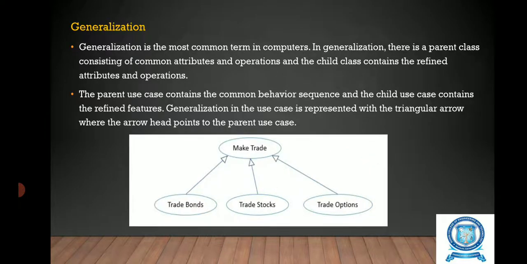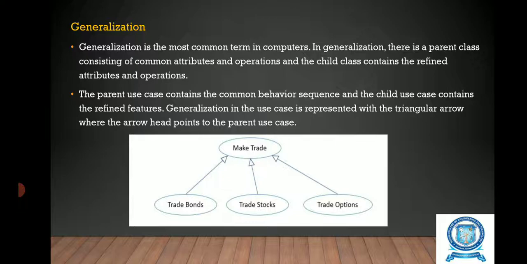Now let us see generalization. Generalization is the most common term in computing. In generalization, there is a parent class consisting of common attributes and operations, and the child class contains the refined attributes and operations. The parent use case contains the common behavior sequence, and the child use case contains the refined features.